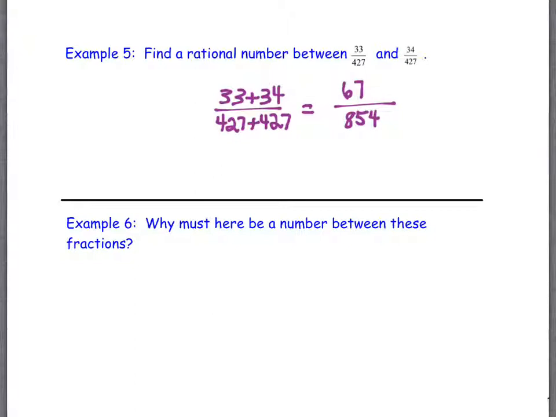But at this point, you might actually end up with something where they're both even, or they both have a 3 in them, and you can reduce them. So you would want to be able to do that at this point. But on this one, we're finished. Okay? And that's it. That value is between the two that you looked at.